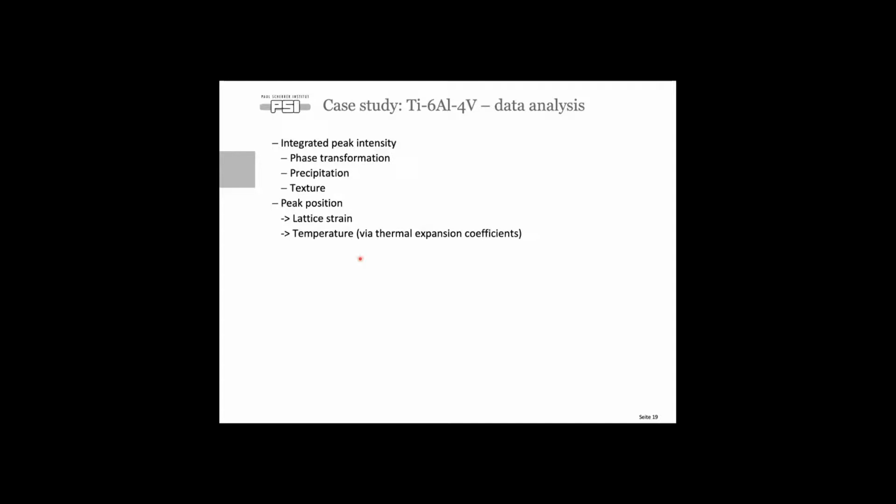So what can we learn now from this kind of experiments? We can obviously look at the peak intensities, which will tell us something about this phase transformation between the alpha and the beta phase. Not important here, but in some other materials, you may also want to look at precipitation or also the evolution of texture. The other parameter we look at is the peak positions, and from the positions of the peaks, we can actually calculate an elastic lattice strain.